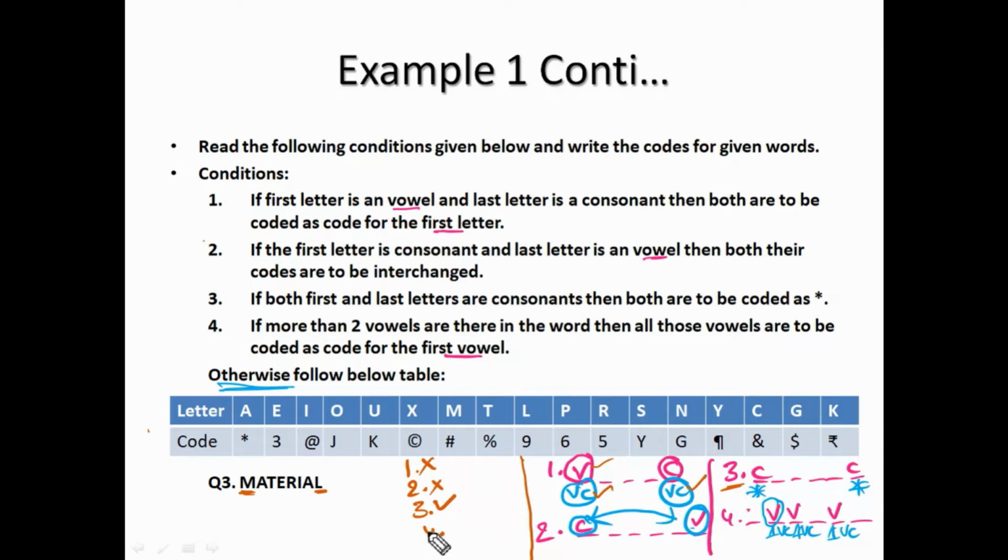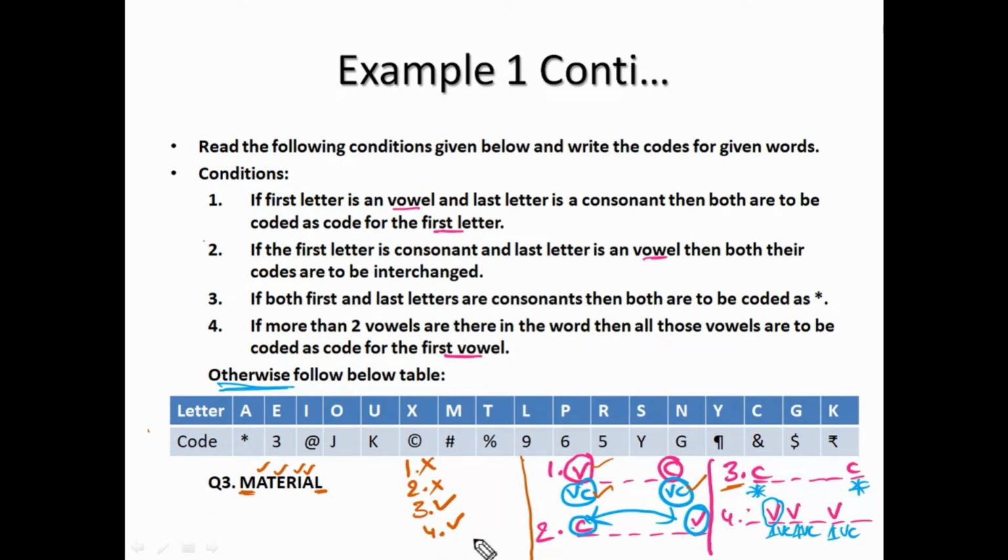Yes, there is a need. We have to check the remaining conditions also. Condition 4, if more than 2 vowels are there, how many vowels are there? 1, 2, 3 and 4. Yes, there are 4 vowels. 4 vowels means it is more than 2. That's why condition 4 is also following. So there are 2 conditions following, condition 3 and condition 4. It means we have to satisfy both the conditions simultaneously.